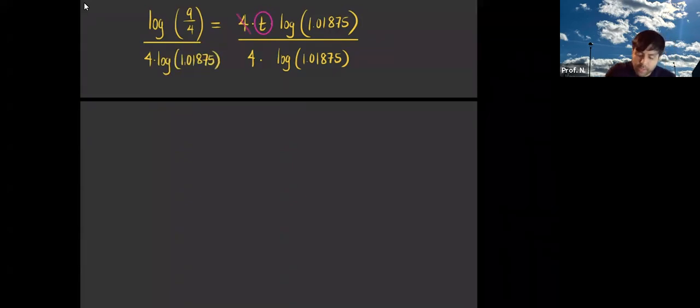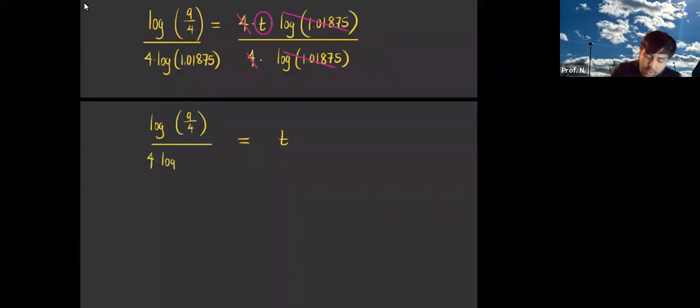And now the 4's here cancel, the logs here cancel, and I'm left with t equal to log of 9/4, and you probably could have written it as 2.25 as the decimal version of it. And this is being divided by 4 times log of 1.01875. And then when you place this in your calculator, you get the following.